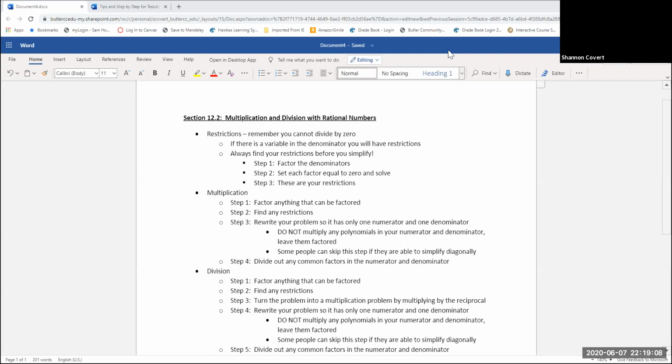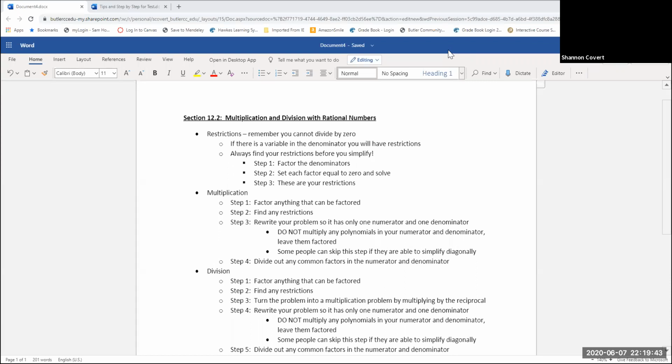So the steps for doing that are: Step 1, factor the denominators. Step 2, set each factor equal to 0 and solve. Step 3, these are your restrictions. The solutions that you have from step 2 are the restrictions that you have on your rational expressions. The reason it says in step 1 to factor the denominators is because you're going to have more than one rational expression here. We're going to be multiplying or dividing two rational numbers or rational expressions together.